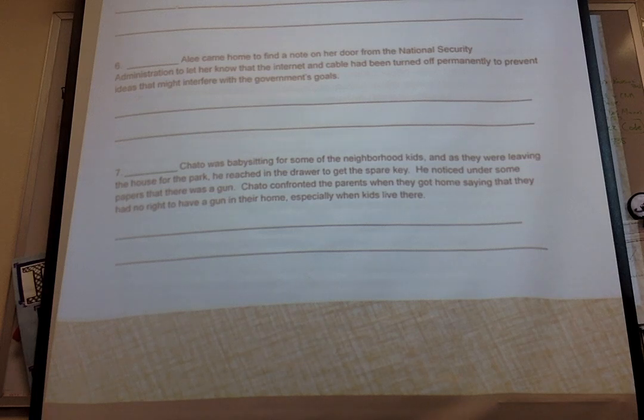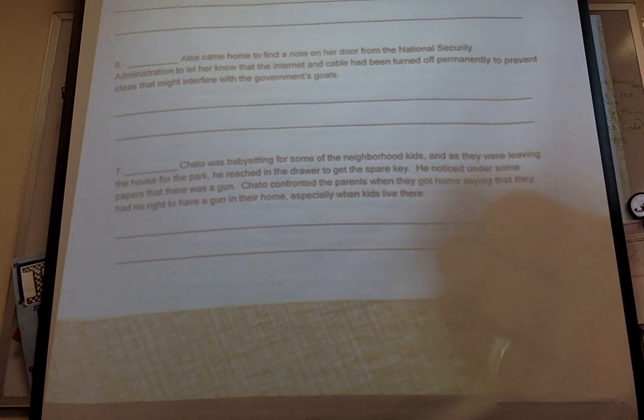So we're talking about guns. What amendment deals with guns? Do they have a right to have one in their home or not? So, are they violating or exercising the right to bear arms? Skip it. I'm sorry. Pause it.